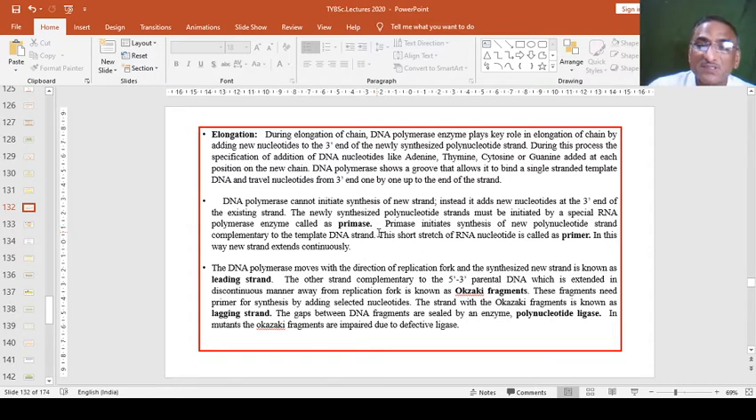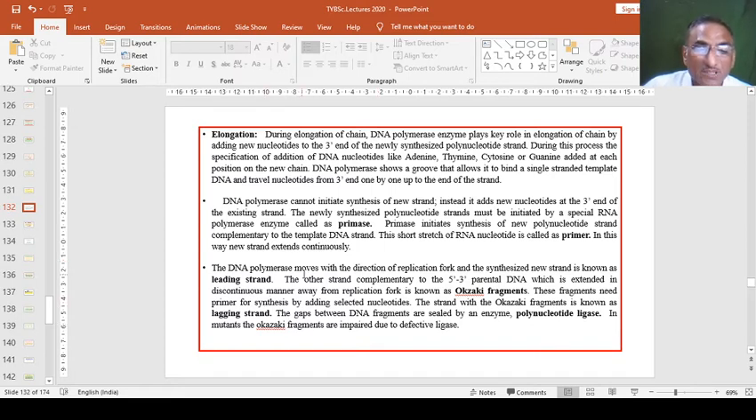The primase enzyme initiates synthesis of a new polynucleotide strand complementary to the template DNA strand, and this short stretch of RNA nucleotides is called a primer. We have seen the details of the primer in our previous lecture. In this way, the new strand extends continuously. So the repetition is going on with some separate topics for better understanding, so that you can write it in your own way in the examination.